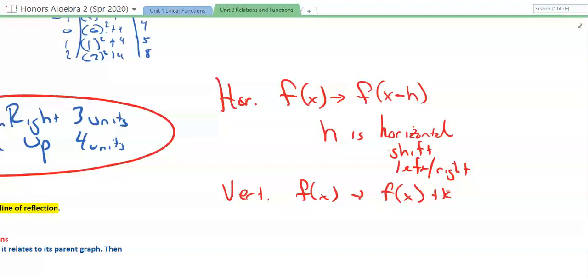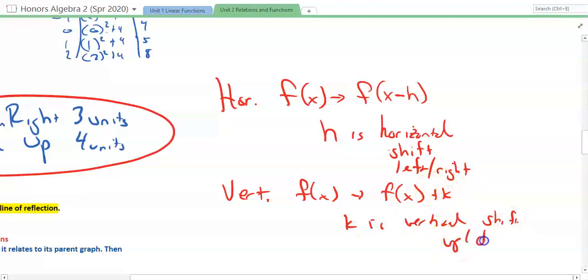Transformations don't go away. And so the vertical translation is going to take this plus k at the end, and the k is the vertical shift. And that's going to either be up or down. Again, if k is positive, we're shifting up. If k is negative, we're shifting down. Okay?